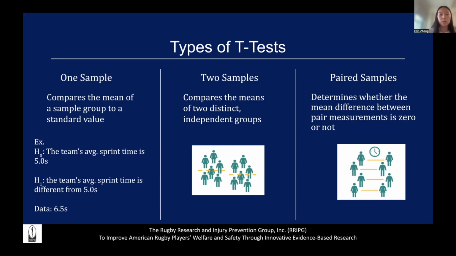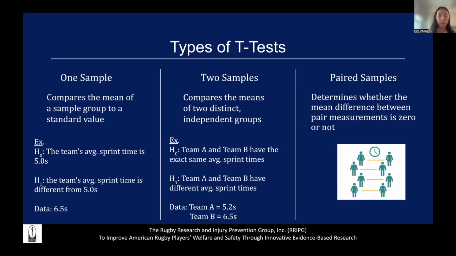Then you have the two samples t-test, which is also known as the independent samples t-test, and that compares the means of two distinct independent groups. So here's an example for that. You have the null hypothesis being that team A and team B have the exact same average sprint times, and then the alternative hypothesis would be team A and team B have different average sprint times.